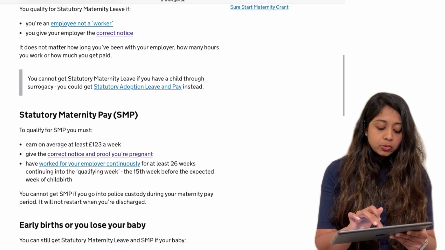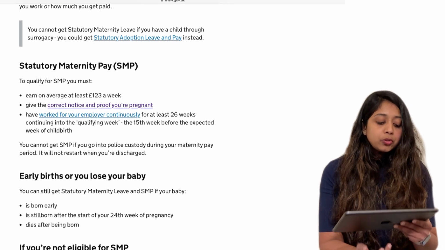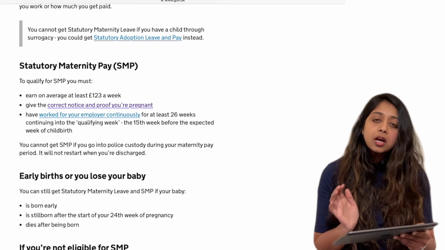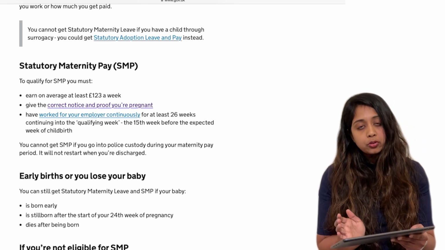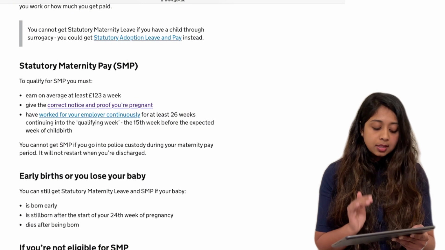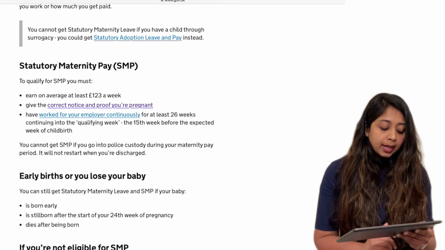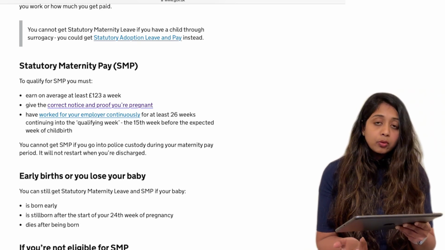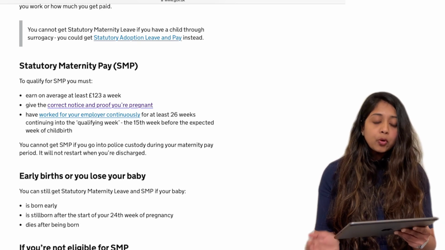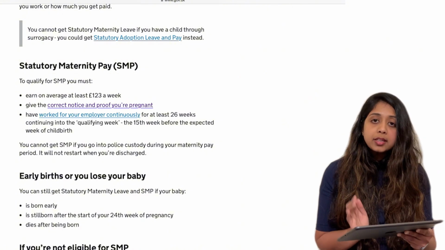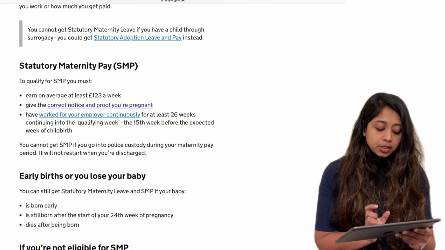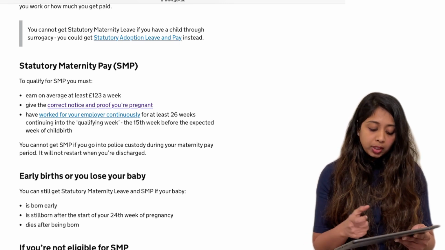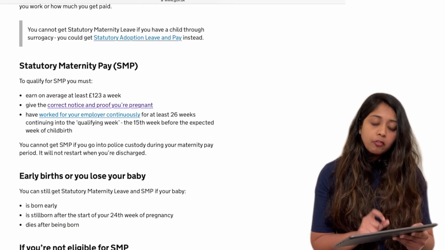However, when it comes to statutory maternity pay, to qualify for SMP, you must earn on average at least £123 a week. So if your average weekly salary is £123, and you give the correct notice and prove you are pregnant to the employer, and also have worked for your employer continuously for at least 26 weeks continuing into the qualifying week. Qualifying week means the 15th week before the expected week of childbirth.